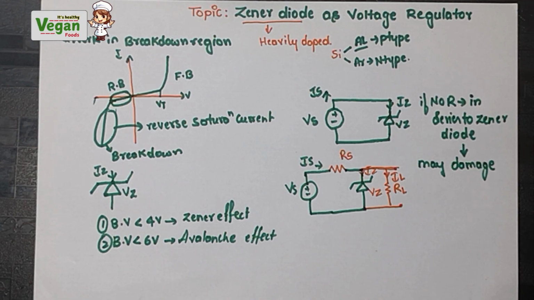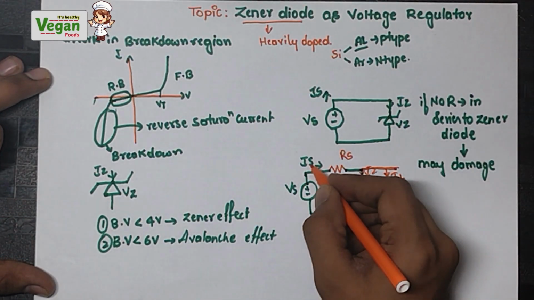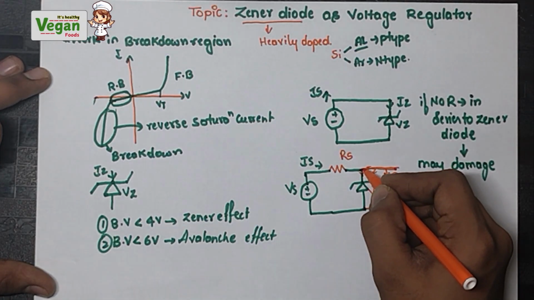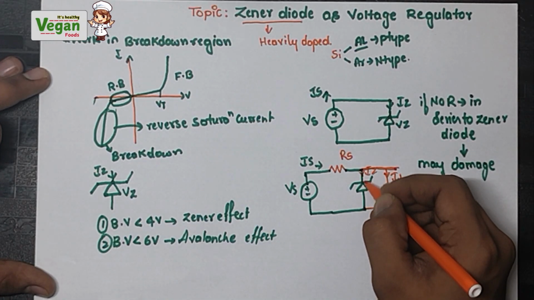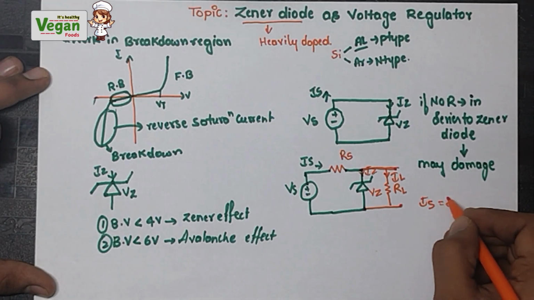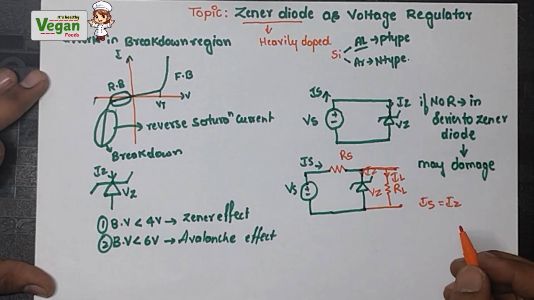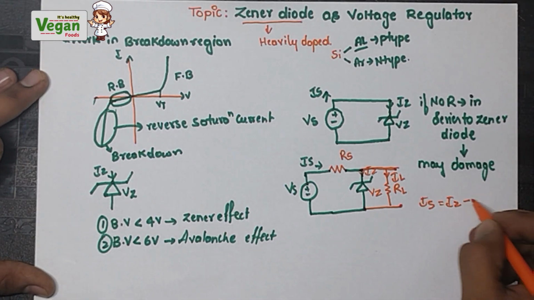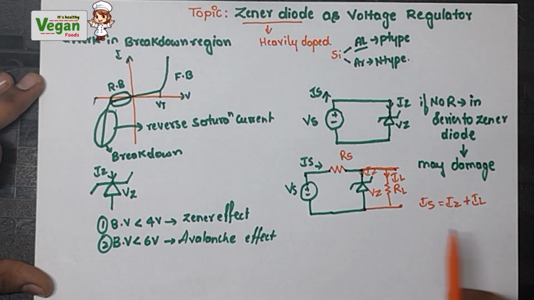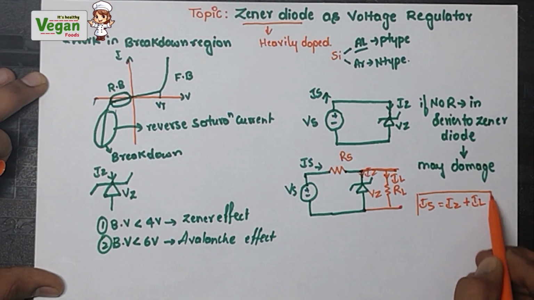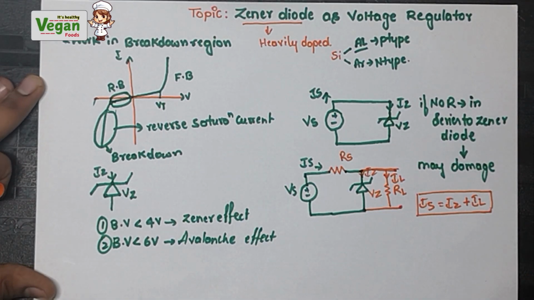So now we can see that the total current is Is. When it comes to this point, some amount of current will flow through the Zener diode, that is Iz, and another amount of current will flow through the load resistance, that is IL. So we can say that Is is equal to Iz plus IL.